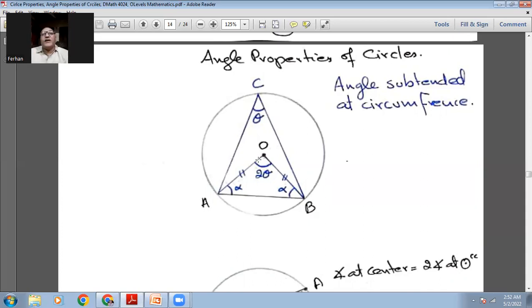So these are two terms: the angle subtended by the chord at the center and the angle subtended by the chord at the circumference. You should be able to understand them. So this is the angle at the circumference, and this is the angle at the center. The angle at the center will always be 2 times the angle at the circumference. So the angle subtended at the center is equal to 2 times the angle at the circumference.